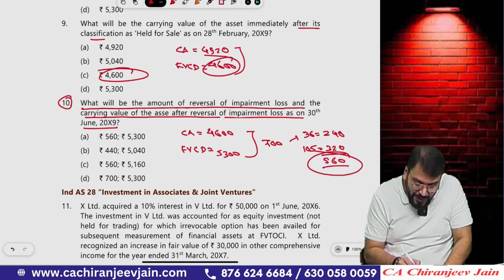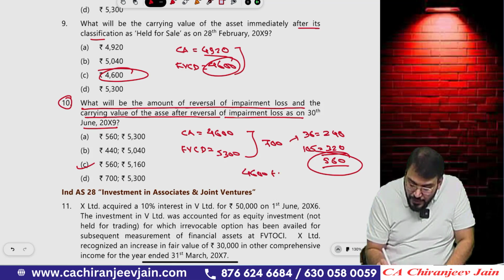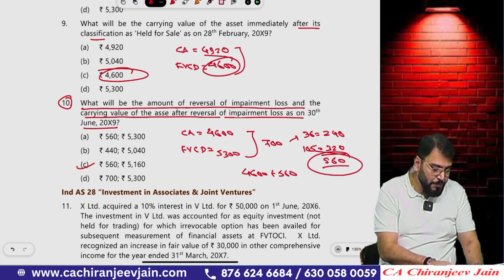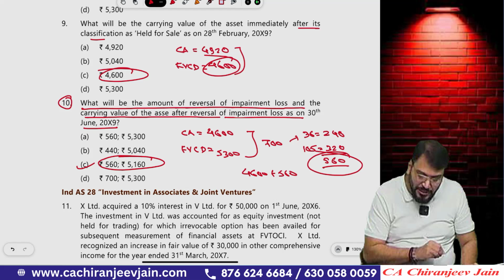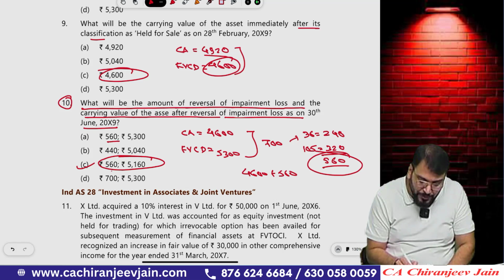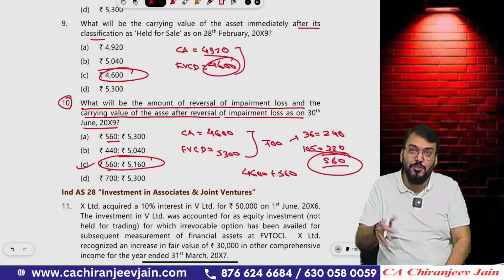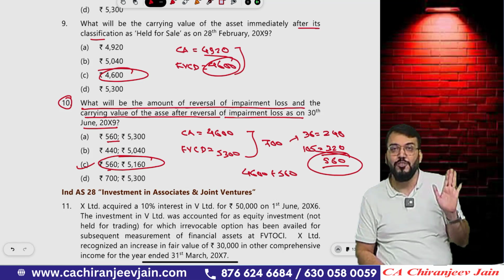So the answer is 560, and after this reversal, can I say 4,600 plus 560? It will come to 5,160. So option number C will be correct, because there are two options with 560. Of course, you need to find out the carrying amount after reversal. The carrying amount after reversal will be 5,160. So option number C will be correct.